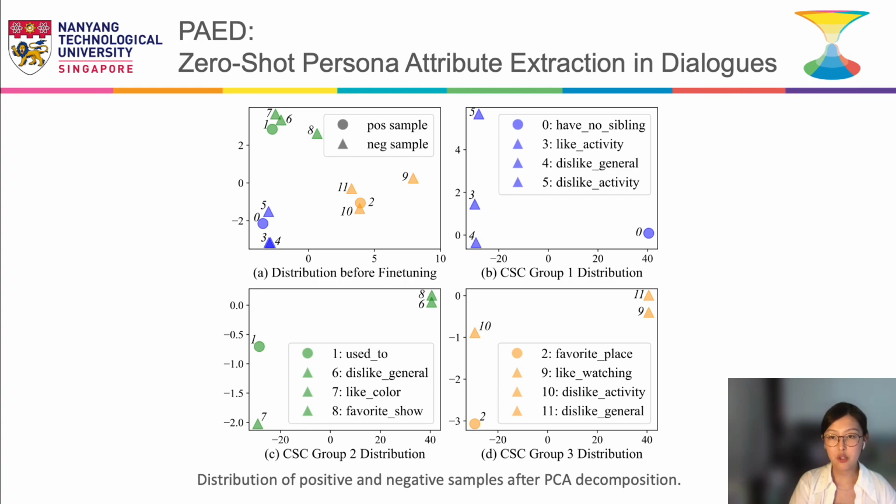After that, in each group, the positive and negative samples are relocated in the vector space and far from each other.